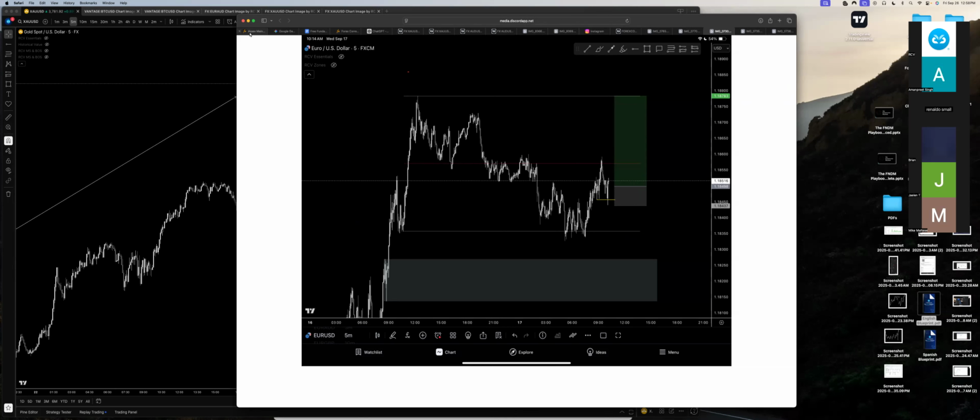Can you make more examples of implied sweeps? No, that's going to be in the book, bro. It's going to be in the book. I'll show them if I trade them, but I'm not going to make examples.